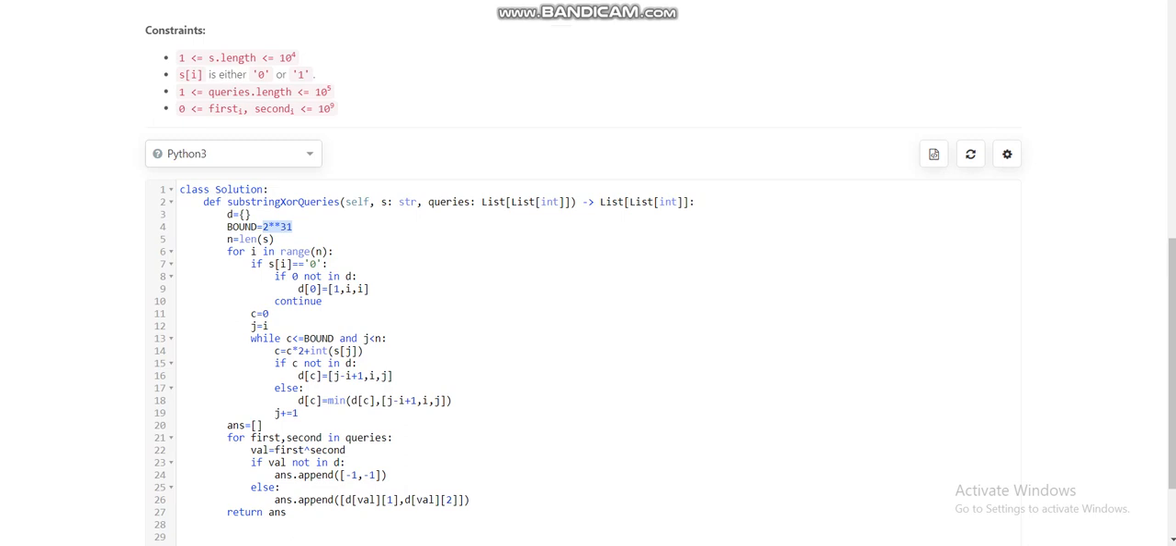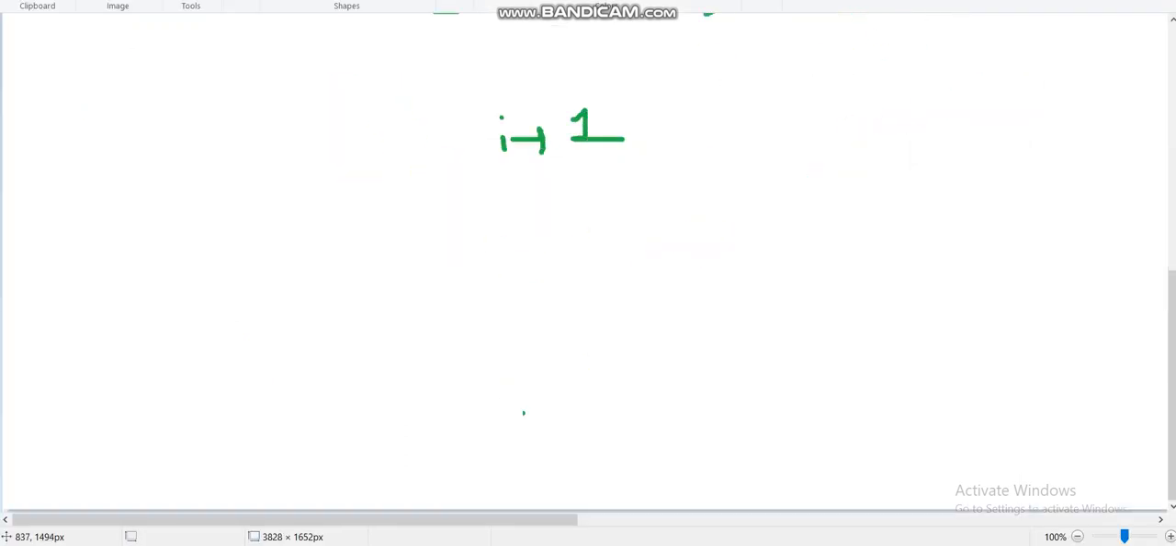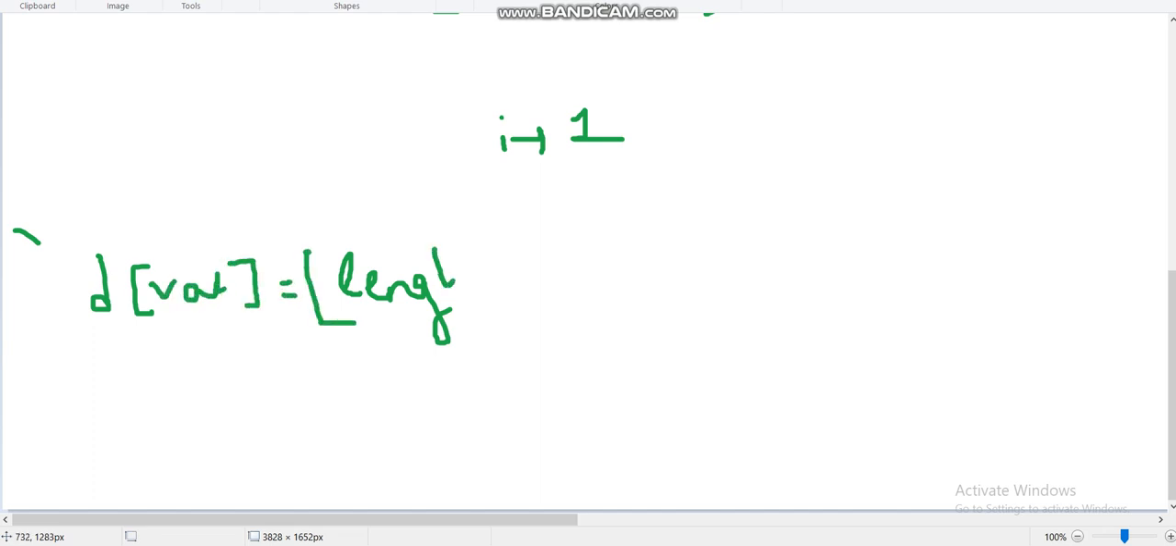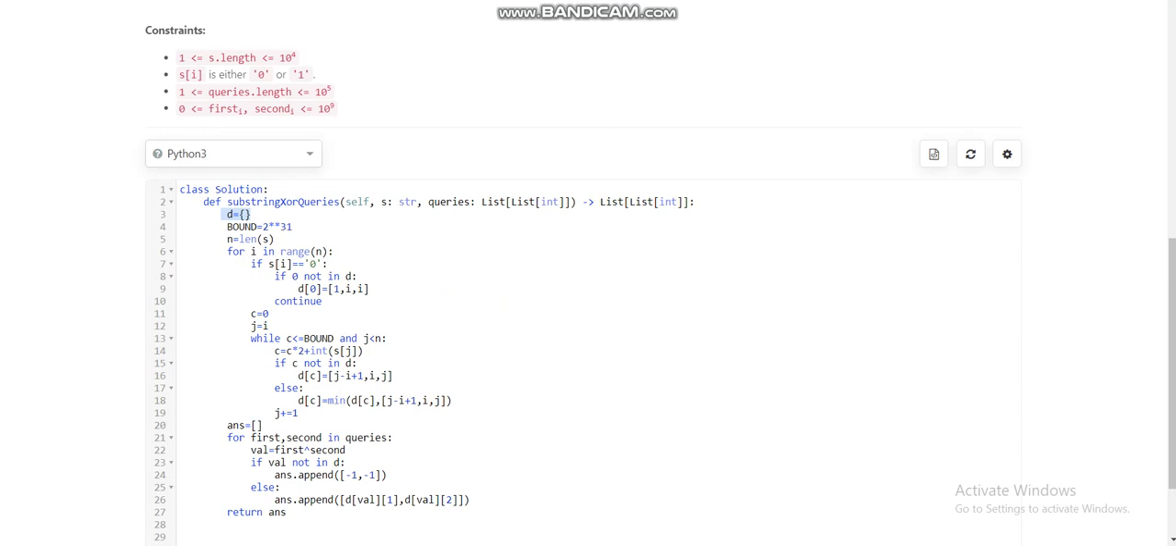Now d is a kind of map that will store 3 values. The first value will be the length of the substring. So in d we are storing all the dval values, and the dval will be nothing but length, left index and right index. Now we are just iterating over all I to I plus 30 where s[i] equals 1. Let's go.